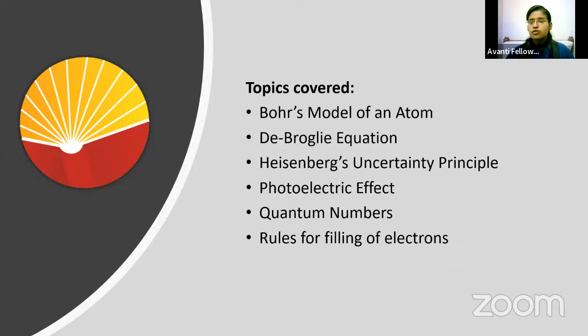So what are the three rules for filling of electrons? It is Aufbau principle, Pauli's exclusion principle, and Hund's rule. We'll see some questions based on those three rules which are used for filling of electrons. So let's start from the first.